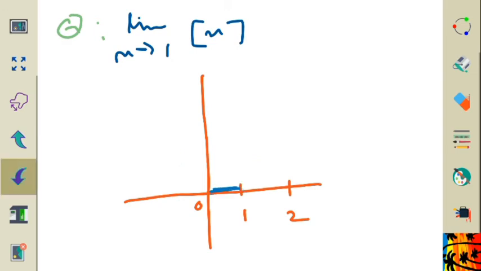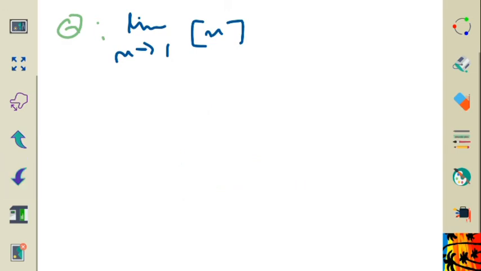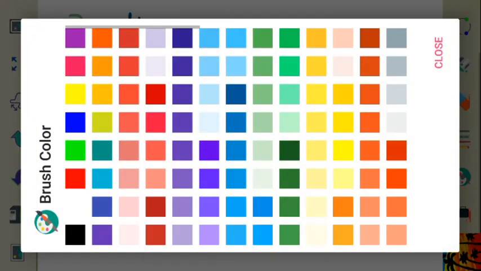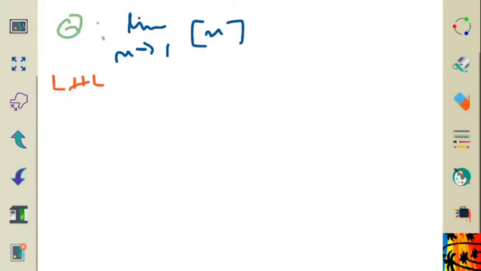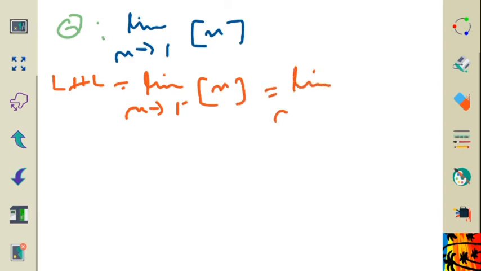So let me test it algebraically. Clear? If I go algebraically, then I will find the LHL. LHL is equal to limit x tends to 1 minus of the greatest integer of x. If I take any value of x which is just slightly less than 1, the value will be 0, right? So the answer will be 0 in this case.